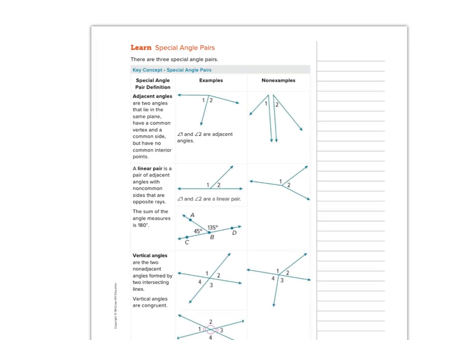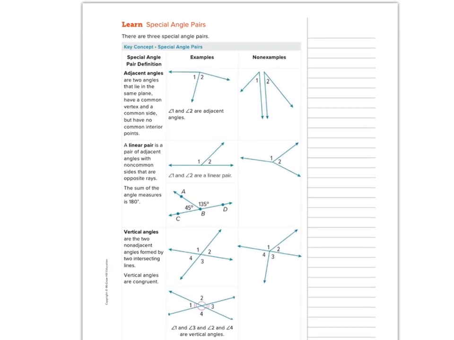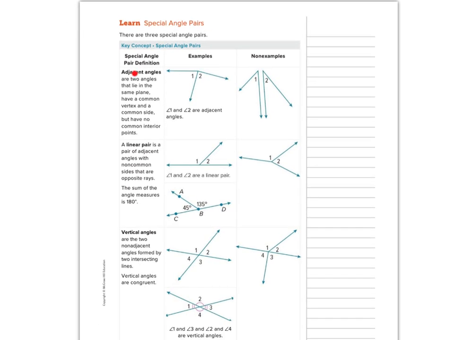Okay, more definitions. Special angle pairs. Adjacent means next to. Adjacent angles share a ray, they share a vertex. They have a common vertex and a common side, adjacent being next to. So angle 1 is adjacent to angle 2. This is a non-example because they do not share a side and they do not have a common vertex.